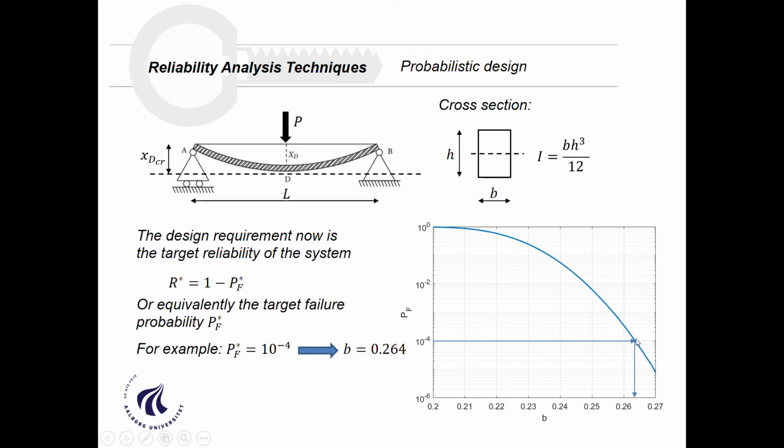And of course, every time that the value of B is smaller, our failure probability will increase, and every time that the value of B is larger, our failure probability will decrease, or which is equivalent, the reliability of the system will increase.